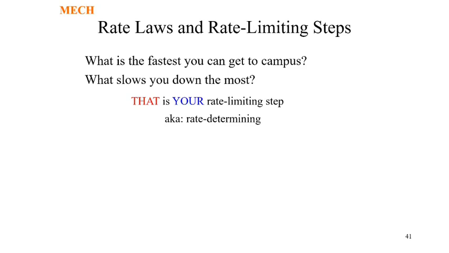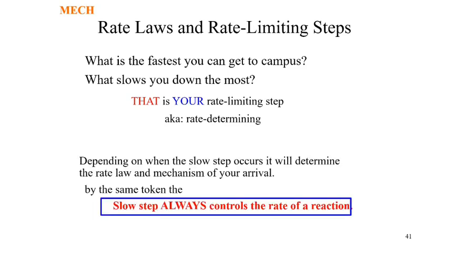So when we're thinking about our reactions and our mechanisms, our focus is always on that rate determining step. The other steps still happen. They're still necessary for me to get to campus, but they don't affect the overall rate. Because of that, I can ignore them to a first approximation. So our slow step is always controlling the rate of a reaction.